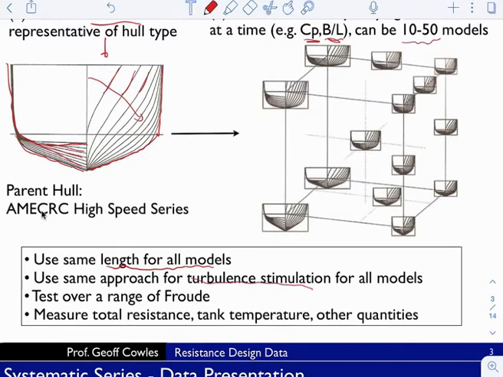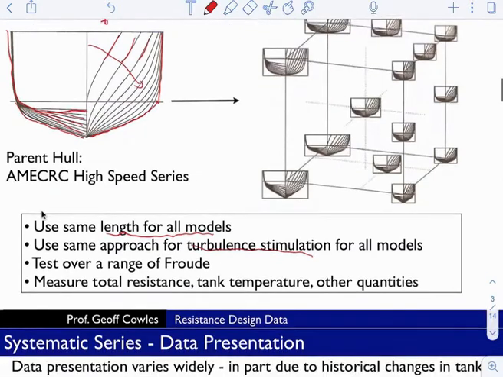You test them over a range of Froude, and that Froude range depends on the target Froude for the vehicle. For the one series I'll show you today, it's around 0.2, 0.3. For the high-speed series, it may be 0.4 to 0.6. And then ideally, you measure important things like what's the tank temperature, the total resistance, of course, from the dynamometer, and other quantities are stored or archived.